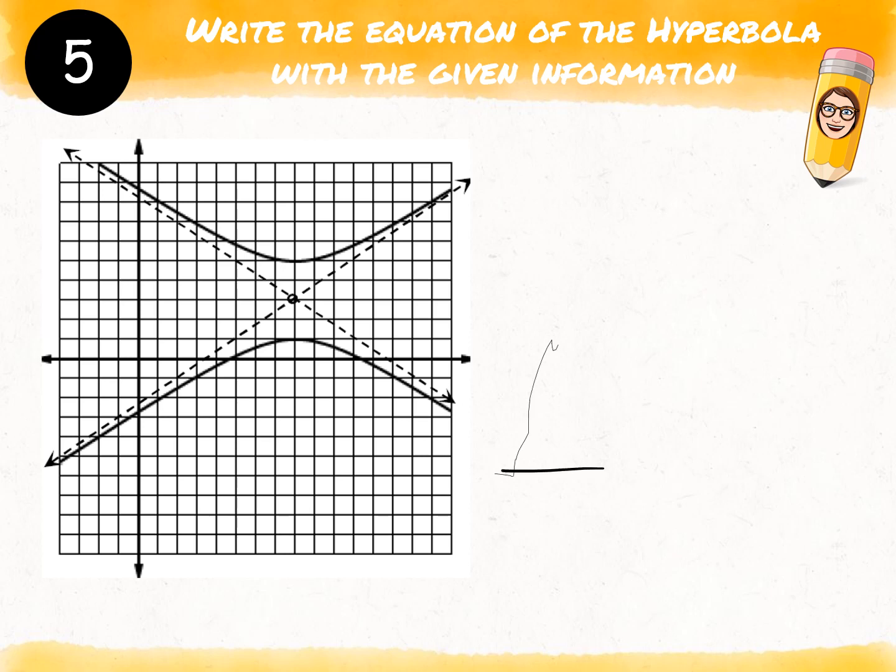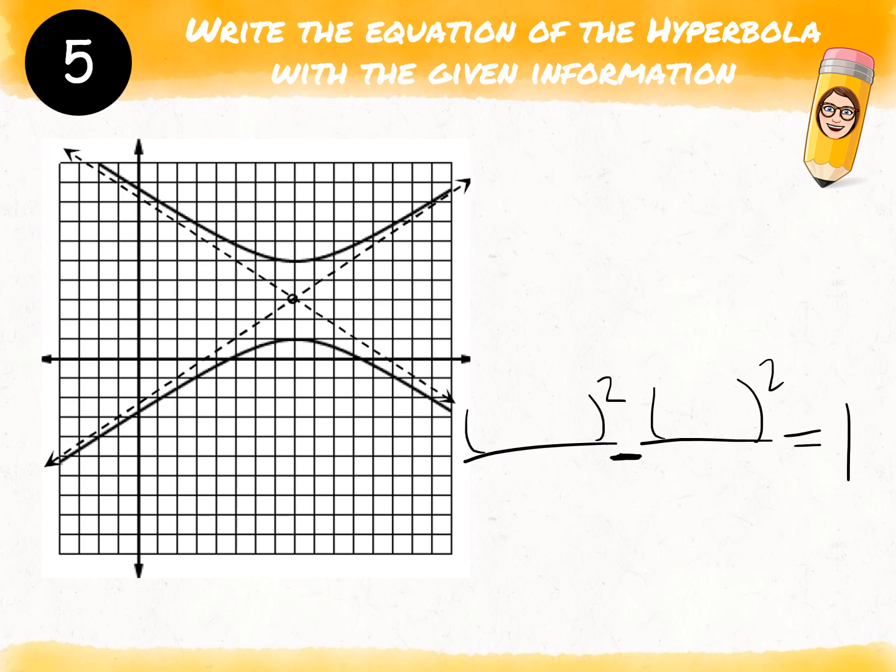first. Set it up first. So equal to 1, parentheses squared. This is a hyperbola, so it's subtraction in between. Okay, that's where we gotta slow down a little bit. Notice my order matters now. This is vertically oriented. That means the y comes first. Okay, that's based on the direction.